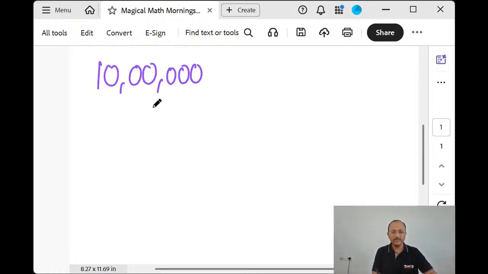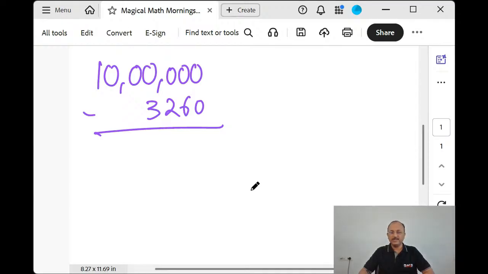Let's take 3,260. Write the solution for this. You subtract 3,260. When we have very few digits, you will be cautious. I know. Only when one digit is missing, there you will make a mistake because by oversight we tend to forget that one.